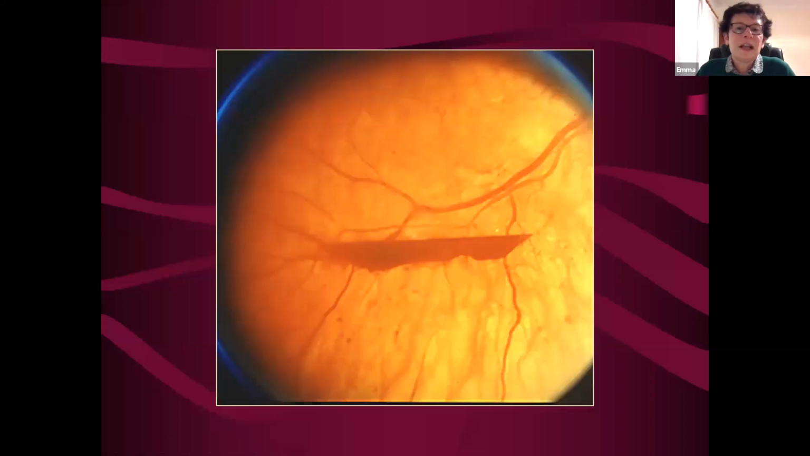There's your classic pre-retinal hemorrhage, boat-shaped because the blood gets trapped between the vitreous face and the retina. So you've got this funny boat-shaped hemorrhage, very typical. And you can see it's pre-retinal because you can't see the blood vessels through it. It obscures the blood vessels.